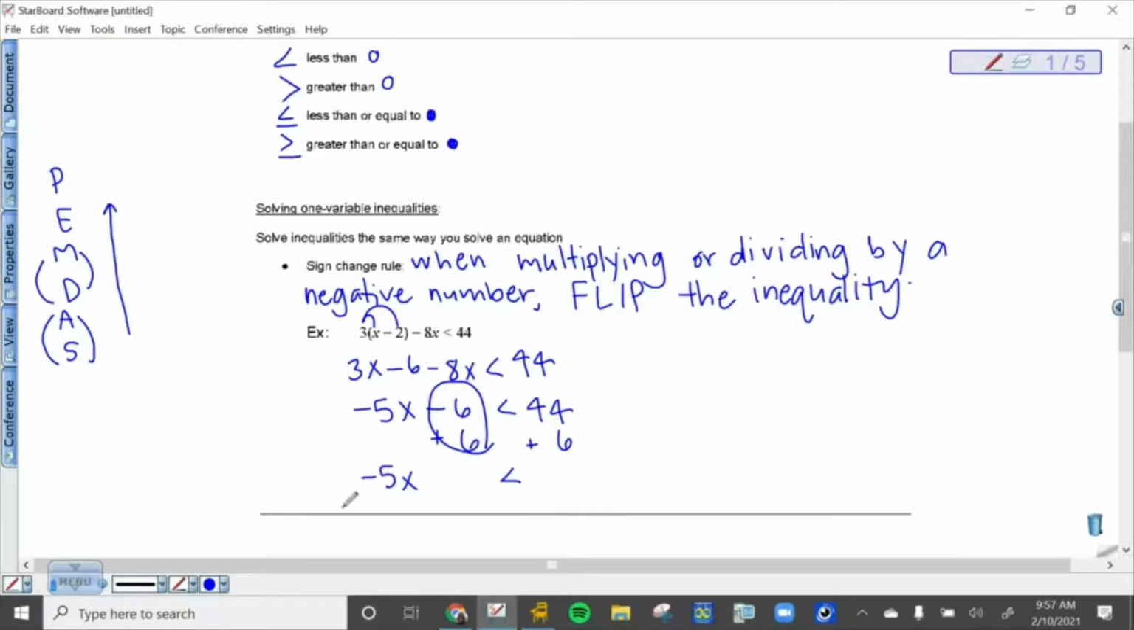So I saw a lot of you just kind of write it in whatever way you wanted to. You need to make sure you drop everything down in a straight line. Now it's 44 plus 6, 50. I'm going to rewrite it up here: negative 5x less than 50.